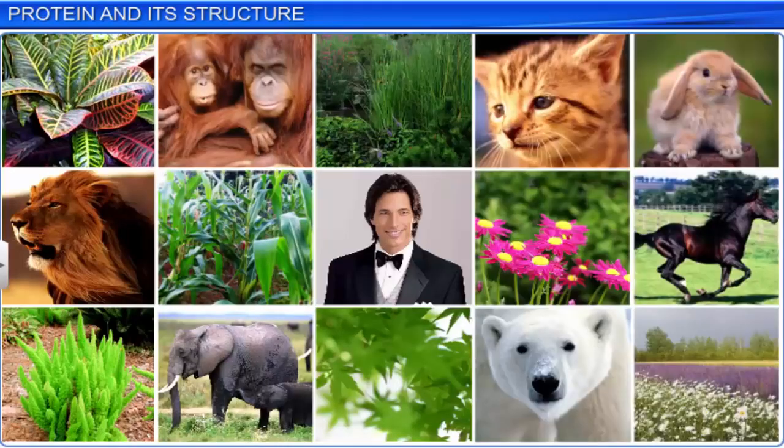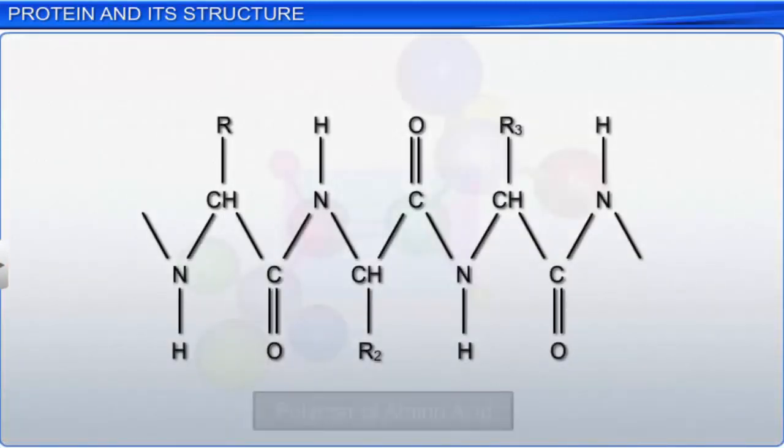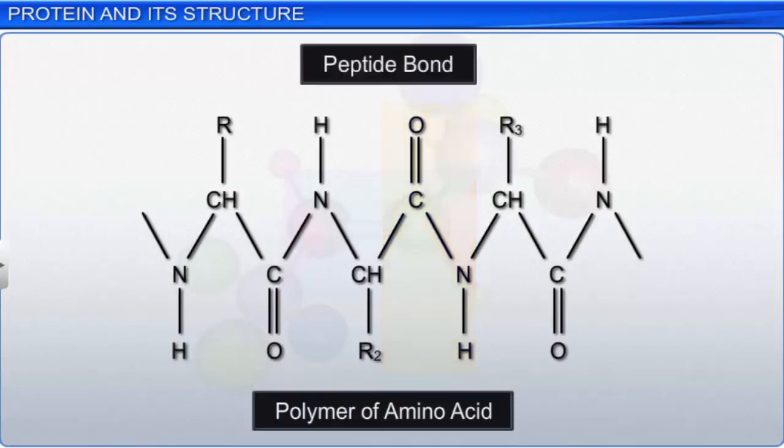Proteins are important biomolecules needed by all living organisms. They are polymers of amino acids arranged in a linear chain and linked by peptide bonds. Therefore, they are also known as polypeptides.